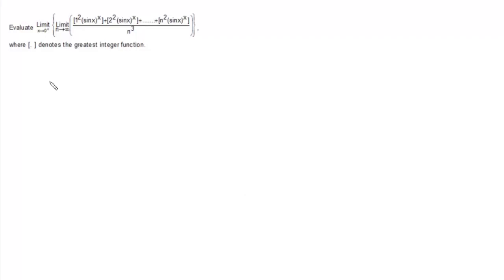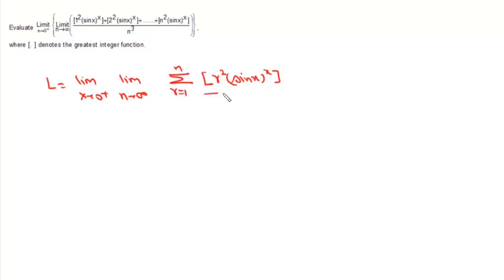Now here the question is, we need to find this limit, which is limit x tends to 0 positive, limit n tends to infinite, and then this summation r square into the greatest integer function of sine x to the power x, where r varies from 1 to n, whole divided by n cube.